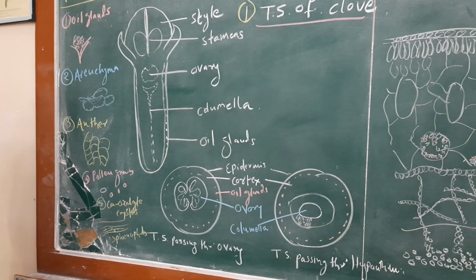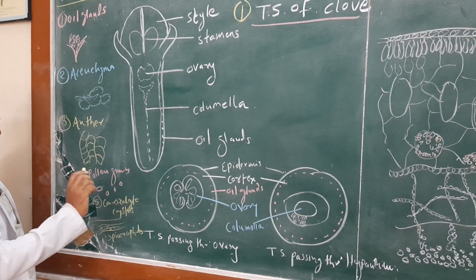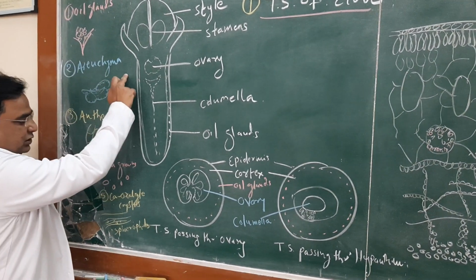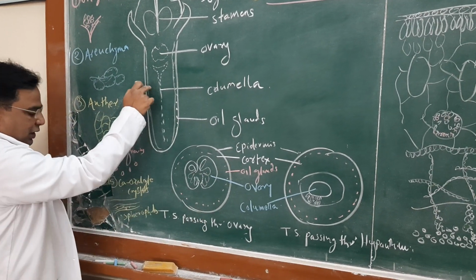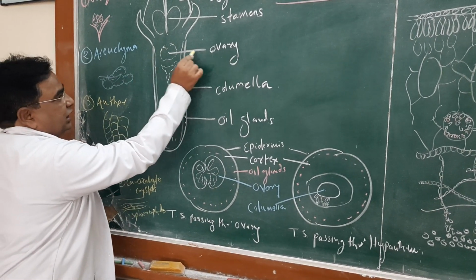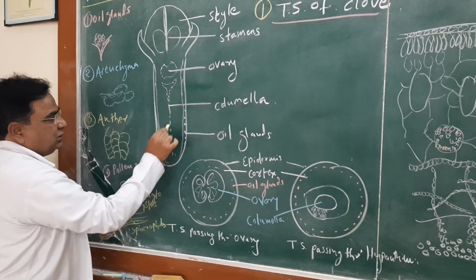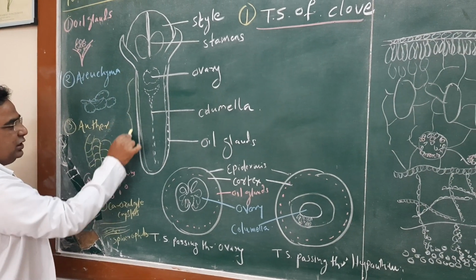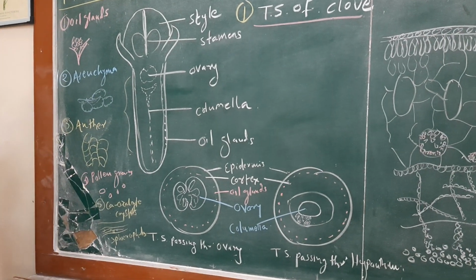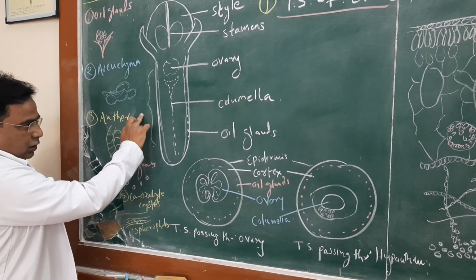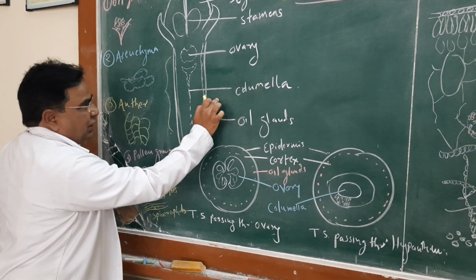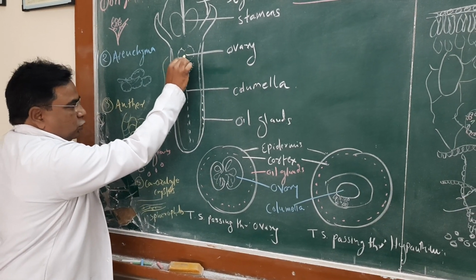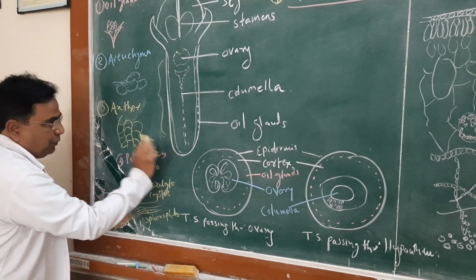Here you have to take two types of sections. First, one passing through the ovary, and second, one passing through the hypanthium. This portion is the ovary, and this one is the hypanthium. So you have to take a section either passing through the ovary or passing through the hypanthium.